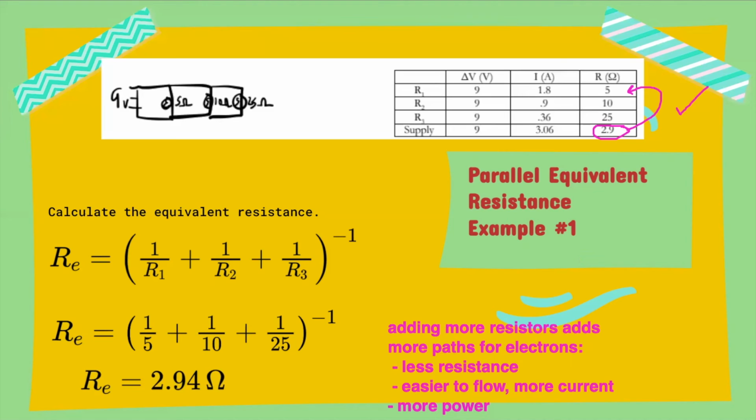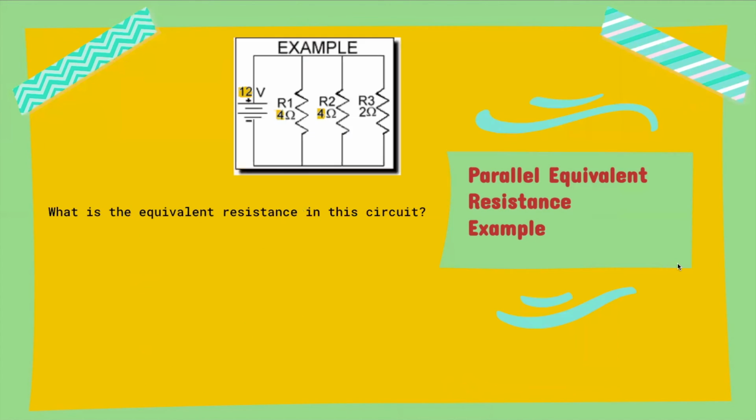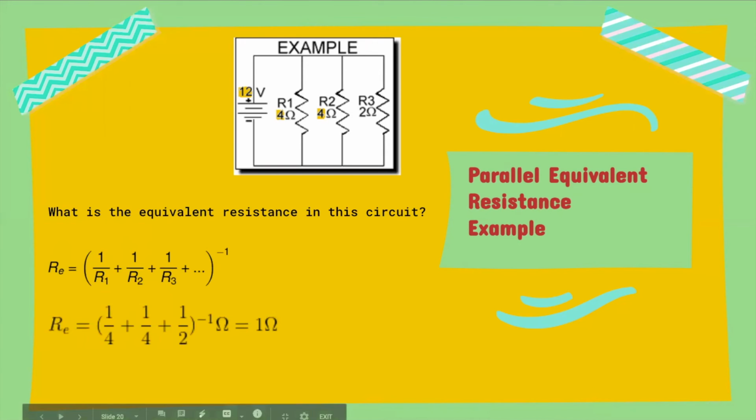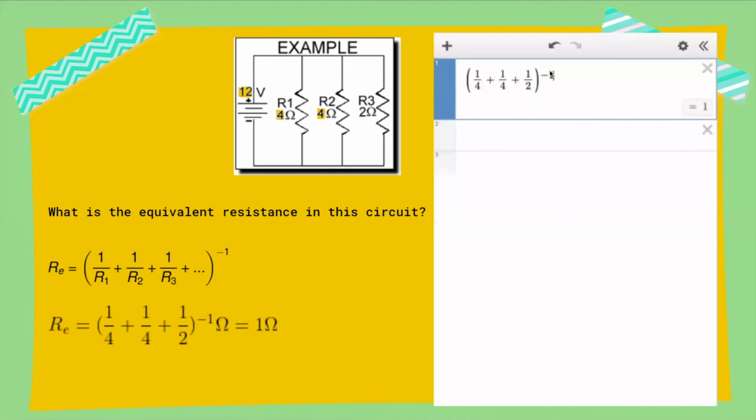So let's show you one more, and I'll show you what this looks like in Desmos. Let's say I did a problem that had, I don't know, a 4 and a 2. I would be doing 1/4 plus 1/4 plus 1/2, all to the inverse power. I do like how this looks in Desmos, because it lets you see really quickly if you substitute it incorrectly. All right, so I have 1/4 plus 1/4 plus 1/2 to the -1 power equals 1 ohm.